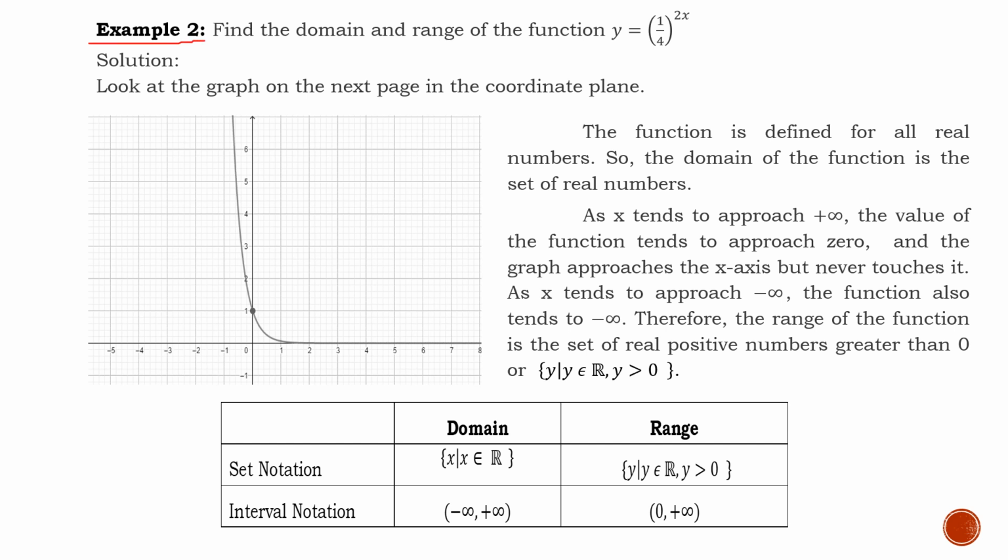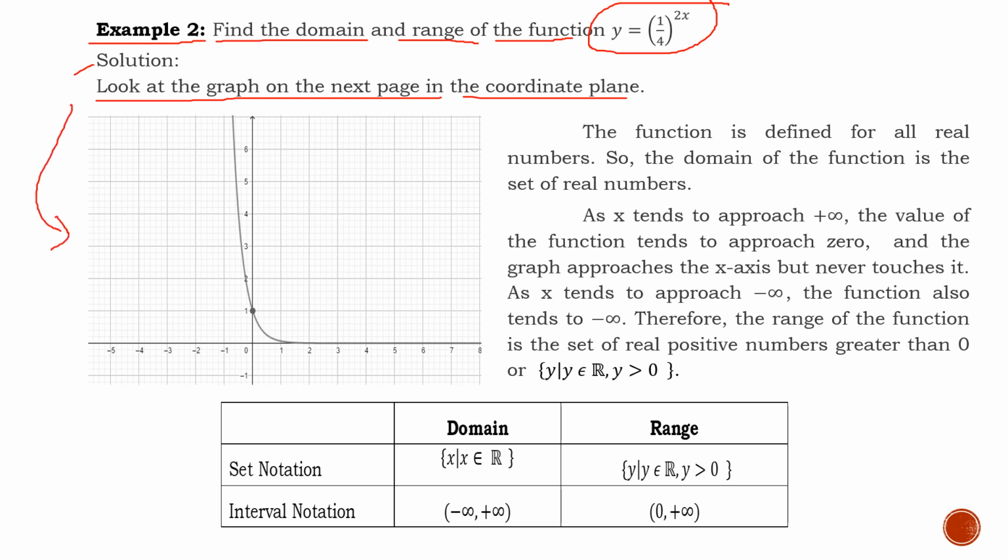So for example number 2, find the domain and range of a function. Your y is equal to 1/4 raised to 2x. Your given is an exponential function because there is an involvement of your x and y variables. X will be your independent variable and is part of your exponent. So for the solution, look at the graph on the next page in the coordinate plane. This graph will be part of the next page in your module.